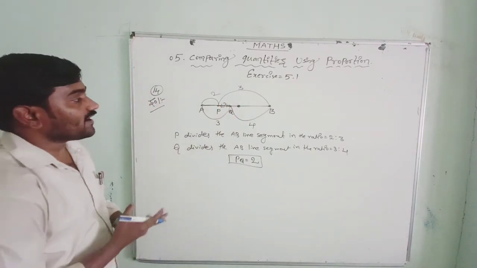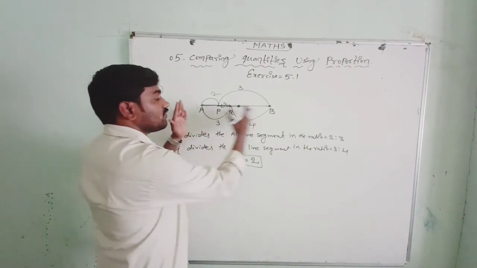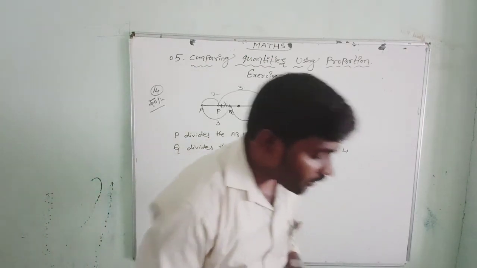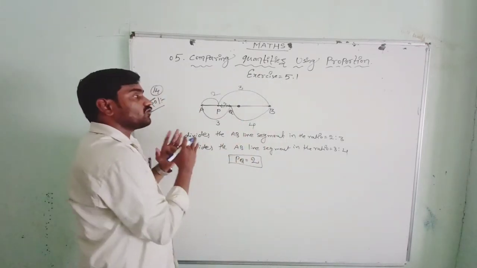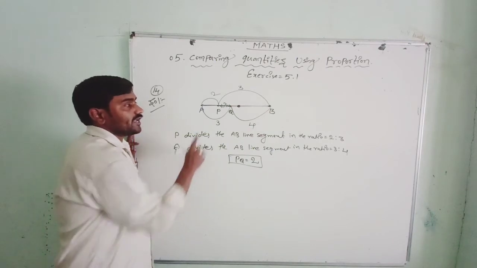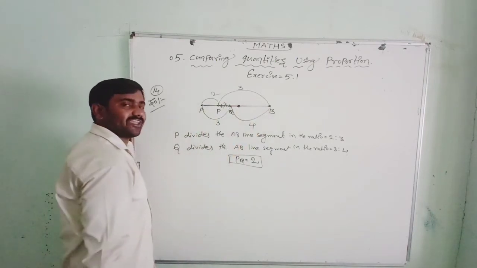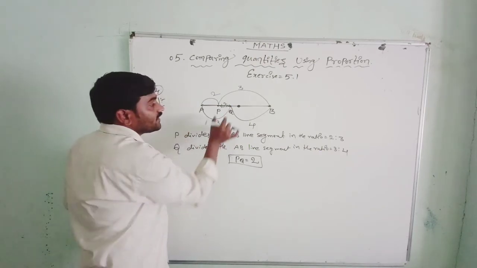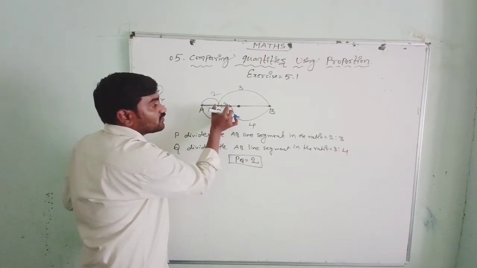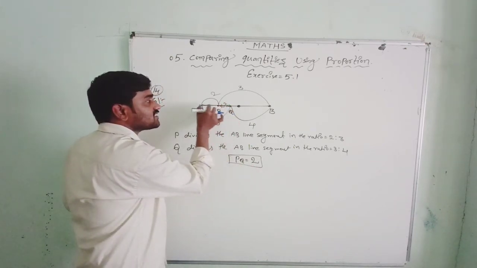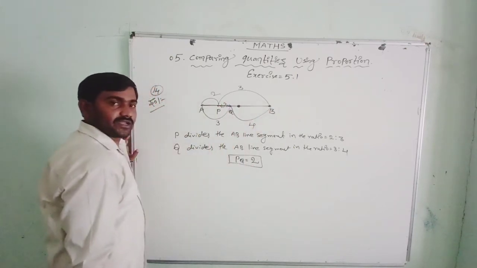Okay, now PQ equal to 2 parts. So we have to find the total length of AB. How can we find the total length of AB? First of all, let us take this one part PQ. This one part equals 2. So how many such parts are there on this AB line segment?